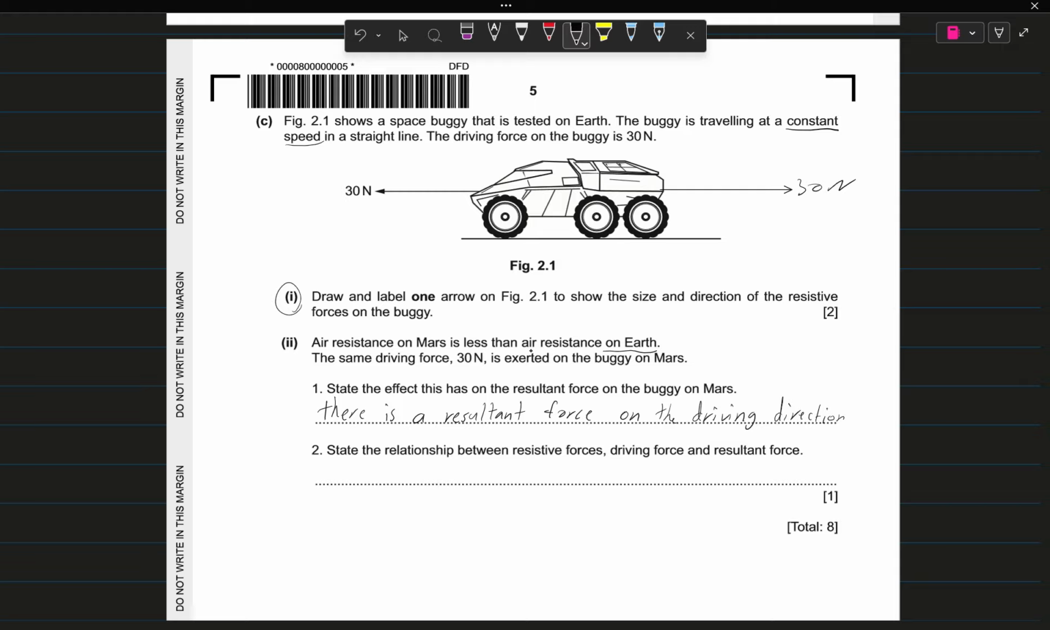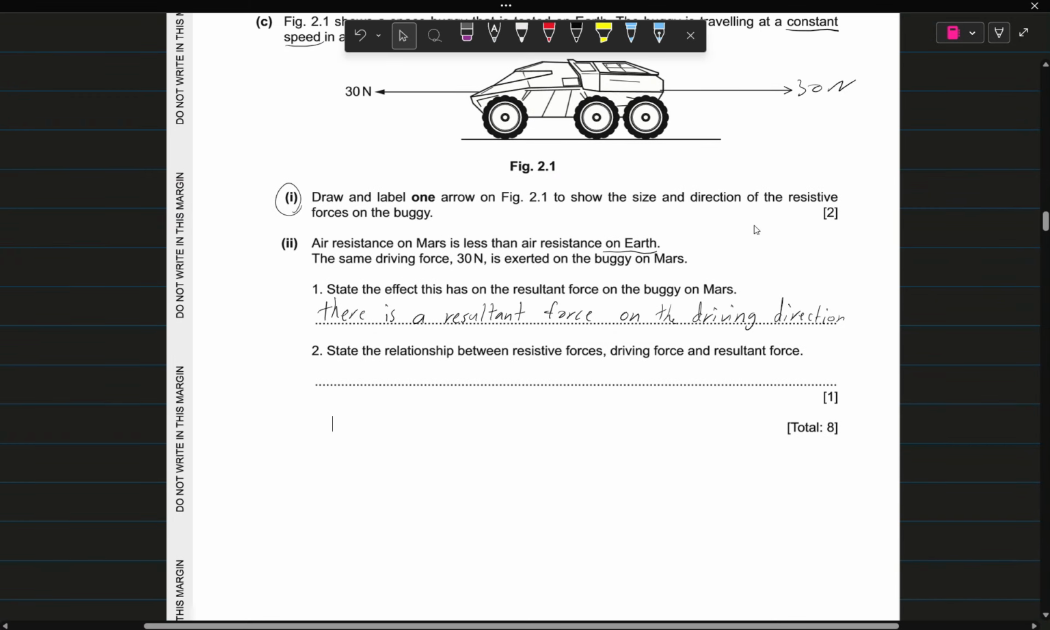In which basically I'm saying that the resultant force will be in the direction in which the buggy is facing or driving. Okay, for question number 2 here, or part 2, state the relationship between resistive forces, driving forces, and resultant forces.